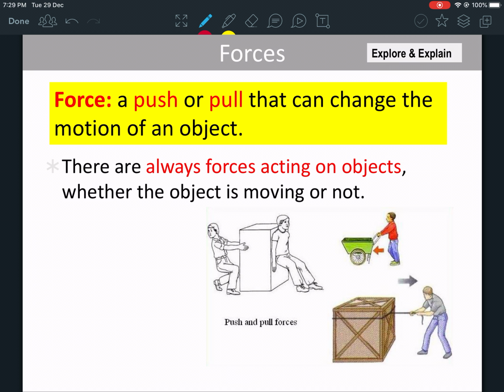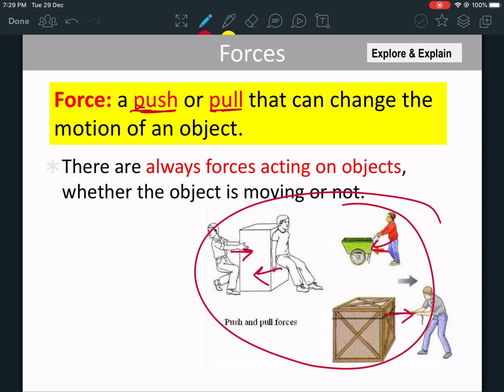A force is basically a push or a pull that can change the motion of an object. Okay, anything that changes the motion of any object is a force. So he's pushing the cart. He's pulling this. So these are all types of forces.